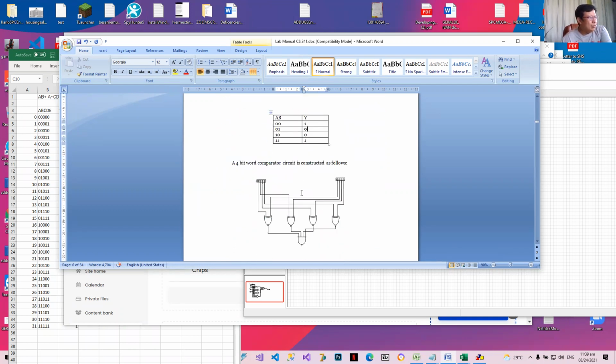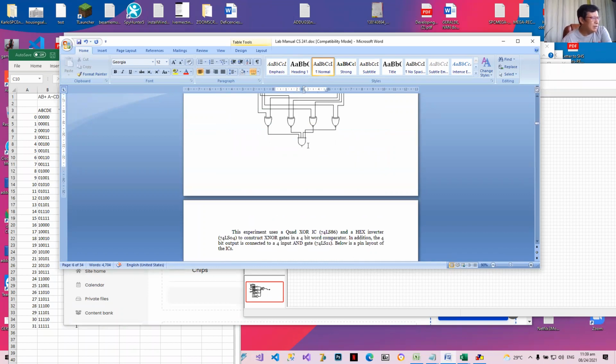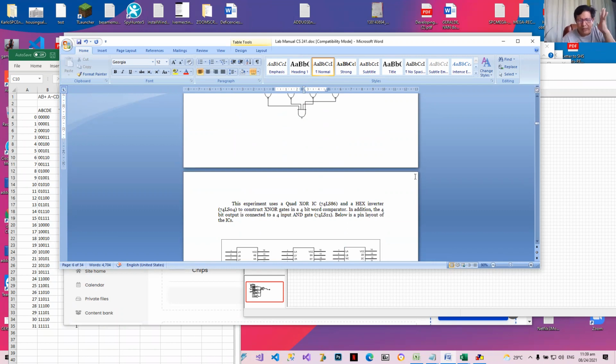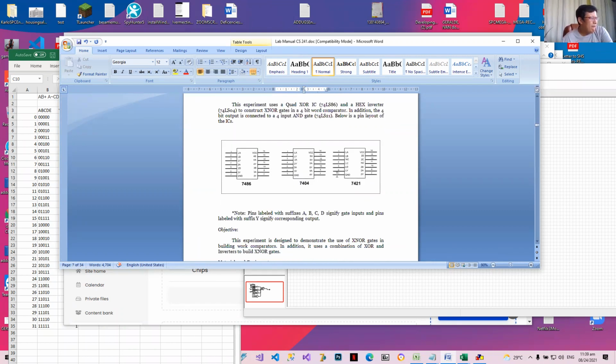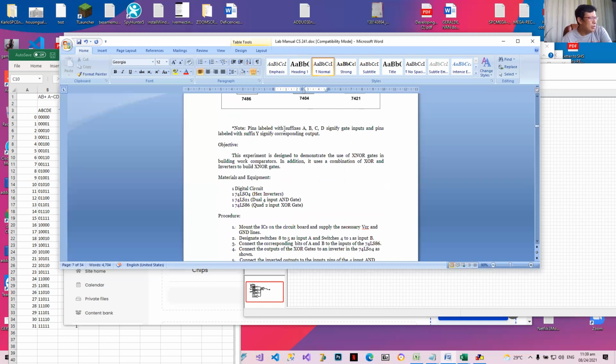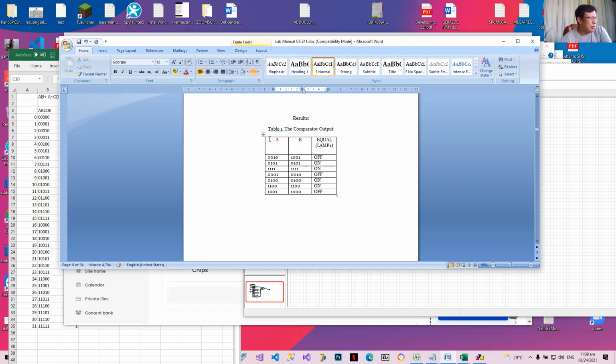What I'd like you to do is to construct a 4-bit word comparator, two words, because 4 bits is half a byte. Actually, you can buy a 74LS86, which already, with a hex inverter, gives you a word comparator. So what you need to do is mount this to lamps and construct the truth table. Do you follow? Construct the truth table.